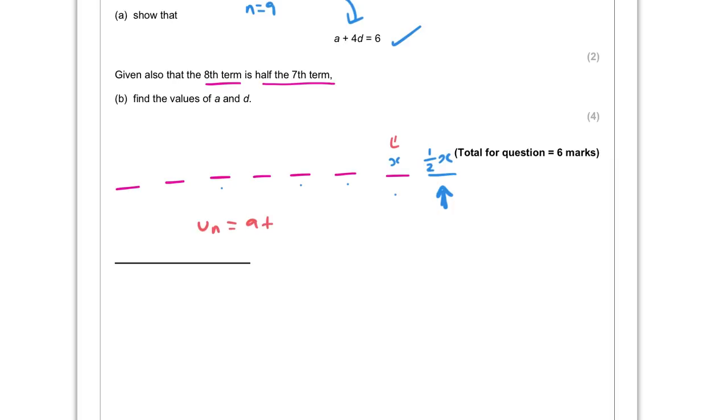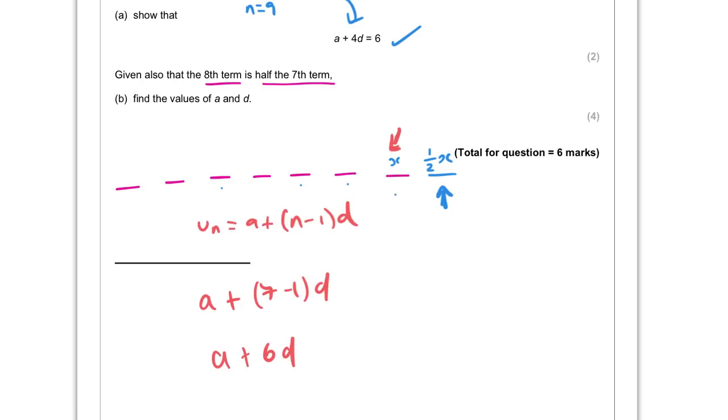So again, Un equals a plus n minus 1 d. So in this case, we're saying u7. Okay, so a plus 7 minus 1d. So we're going to get a plus 6d. So essentially, x is a plus 6d.